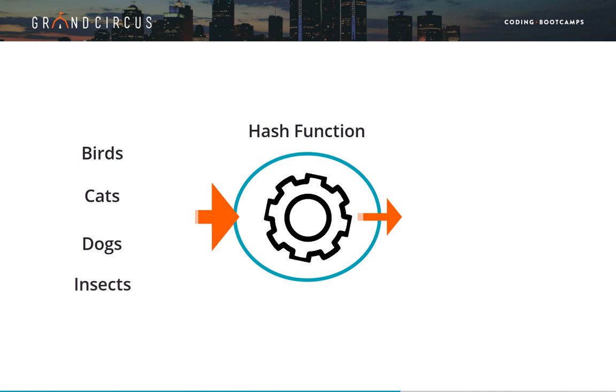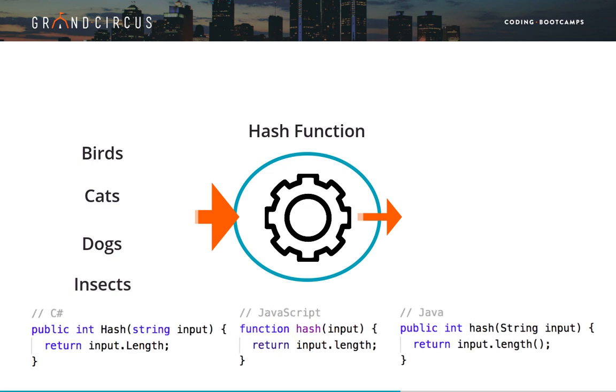In our case, we'll use a function that takes in any string as a parameter and returns an integer number within the bounds of our array. A very simple hash function for strings would be to take the length. Using this calculation, birds calculates to 5, cats calculates to 4, and insects goes to 7.